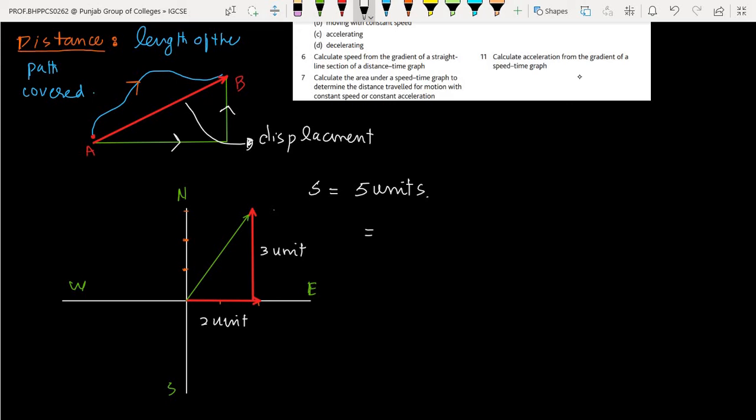And what is that? If I want to calculate this displacement, let's apply the Pythagoras theorem. So it will be 2 squared plus 3 squared, that is equal to 4 plus 9, and that is the square root of 13. So the square root of 13 units is the displacement covered from the initial to the final point, and it will be less than 5 units.